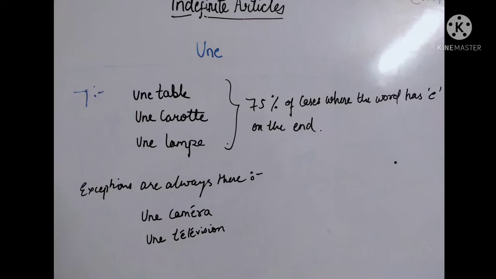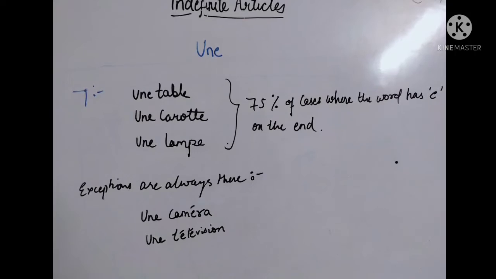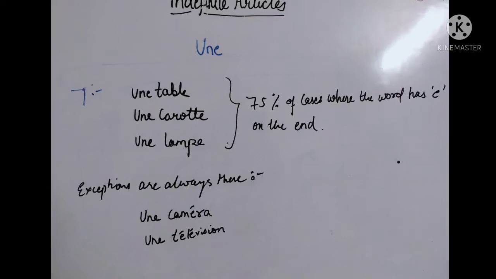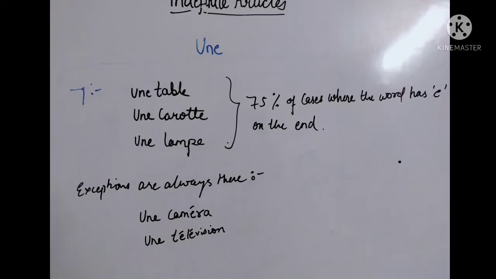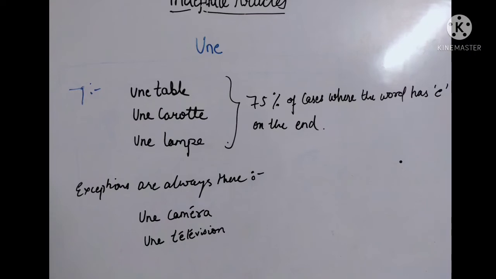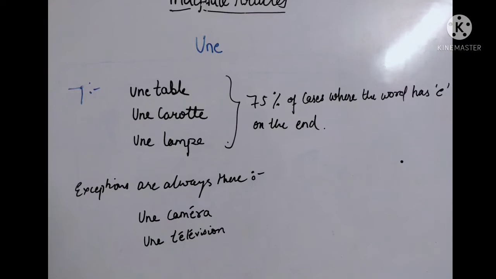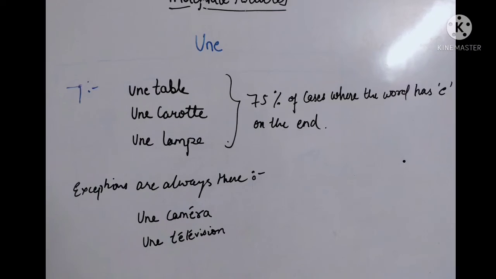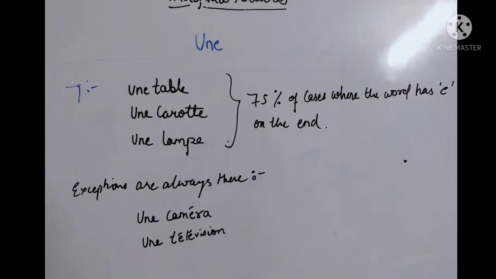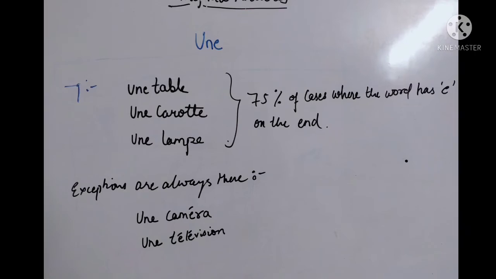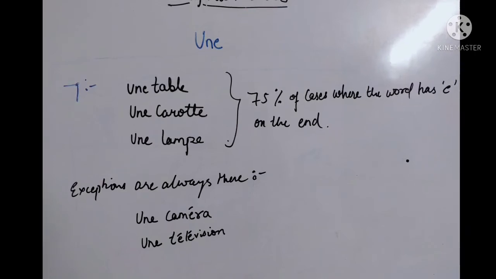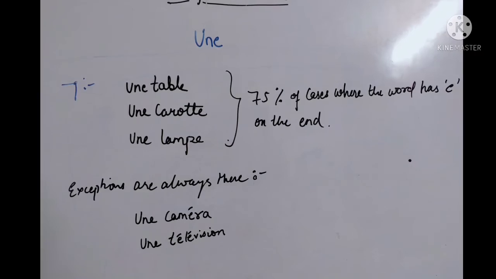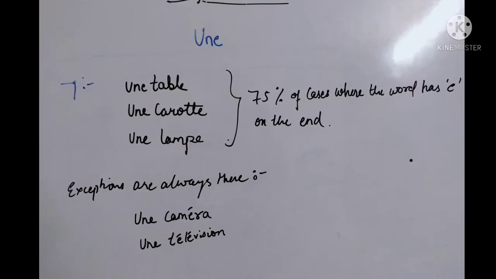So there is a general rule while using une. A word which has e on the end is more likely to be preceded by the article une. In 75% of the cases, a word which has e on the end is more likely to have the article une. It is not true in all cases, but in the majority of cases, 75%, this happens. There are certain exceptions, so let's move to the exceptions which are down there.